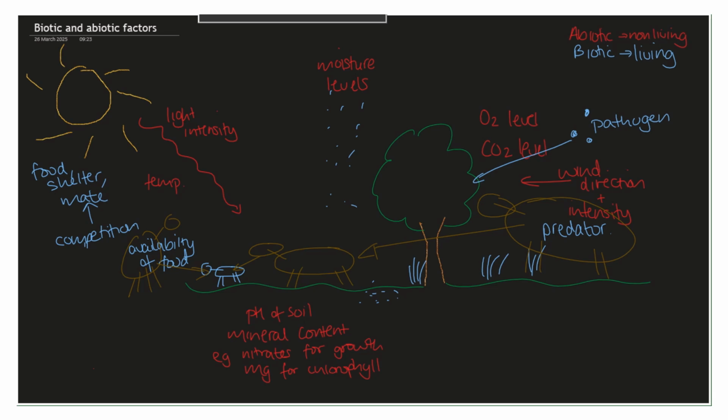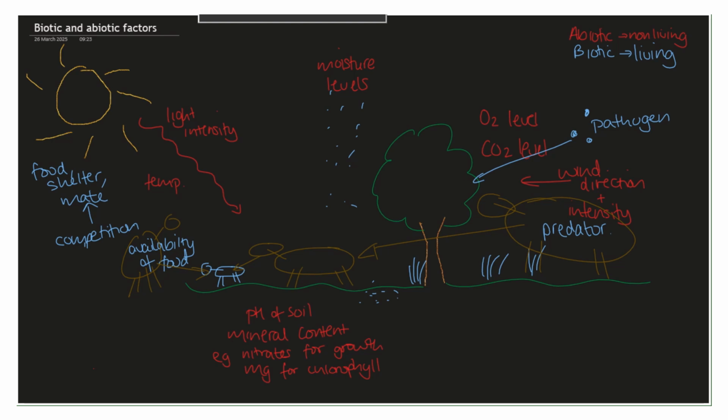Biotic and abiotic factors. Today we're going to learn about abiotic and biotic factors within an ecosystem so we can explain how changes in these factors could affect a community. Let's start off with abiotic factors. Abiotic refers to the non-living factors that can affect the survival of organisms within an ecosystem.